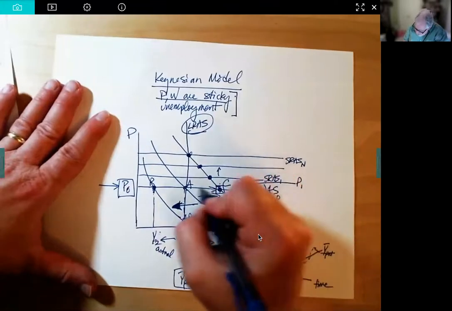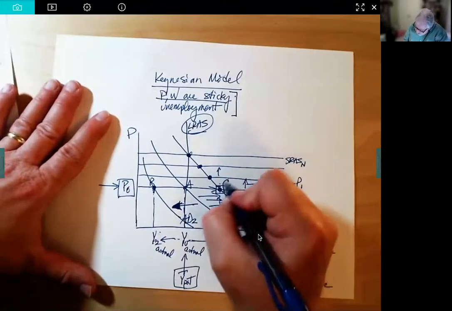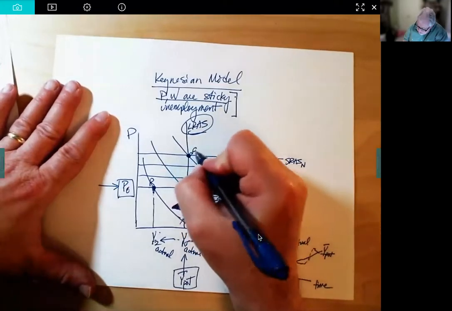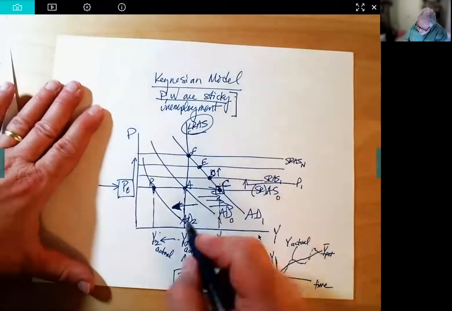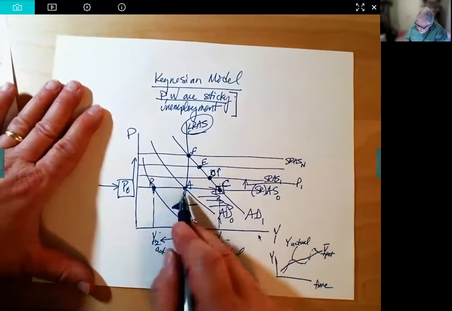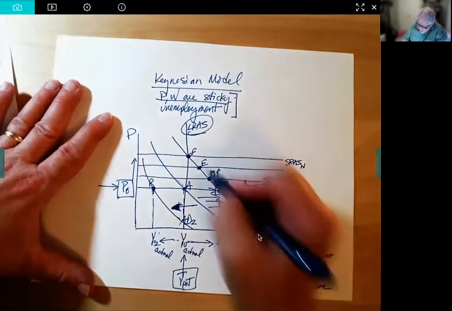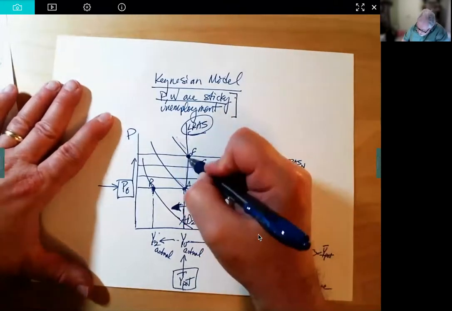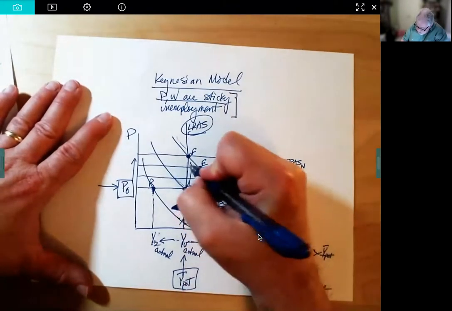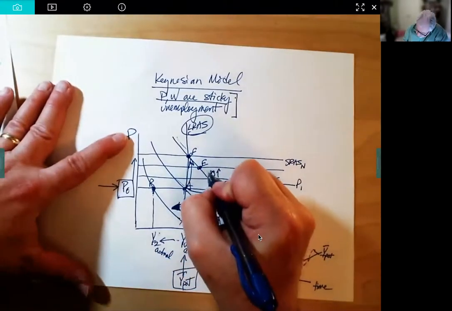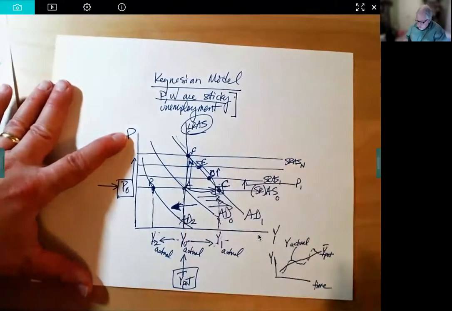So we've gone from A out to C to D to E to F. So eventually, right? But that's just like the classical model, right? The classical model, all we had was aggregate demand, a shift in aggregate demand, moving up that long-run aggregate supply curve. But we went up there very quickly. We didn't stop off out here first, right?